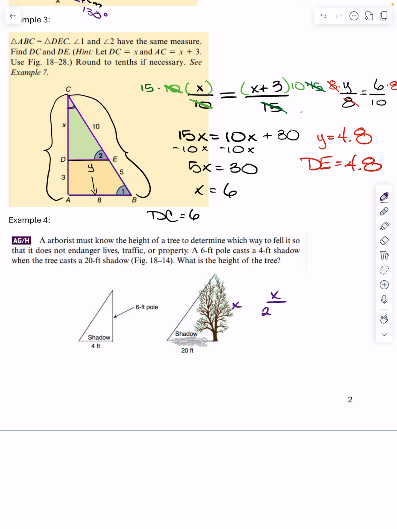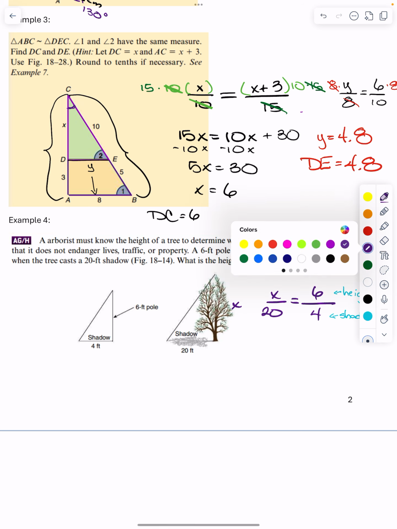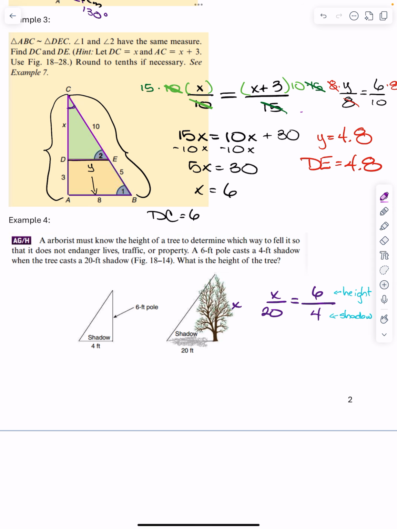So x over 20 equals, let's see, height is x, and this one height is 6. So 6 has to go up here. My shadow is 4. Both of the heights are in the numerators, both of the shadows are in the denominators. And I'm going to show you a different way of looking at it. We don't always have to multiply. Sometimes we can find patterns in the numbers and have it all work for us.